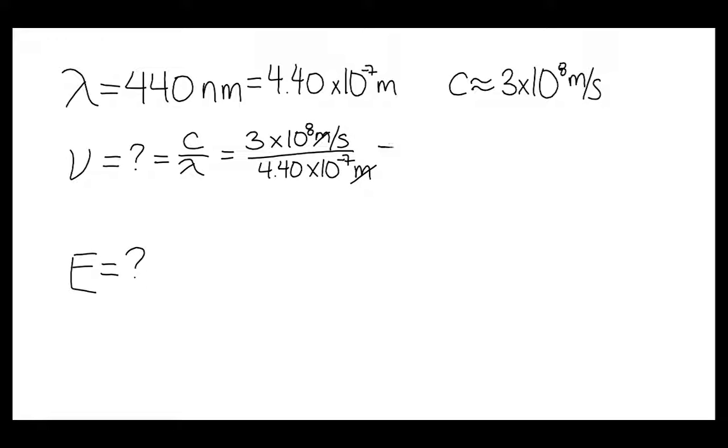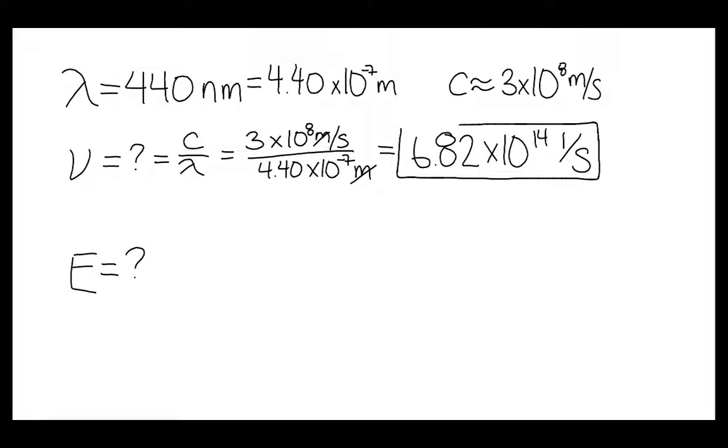And so if we cancel out the meters, what we will then get as our answer is 6.82 times 10 to the 14 per second. And so per second also has the unit of hertz. And so using hertz or per second is both acceptable.